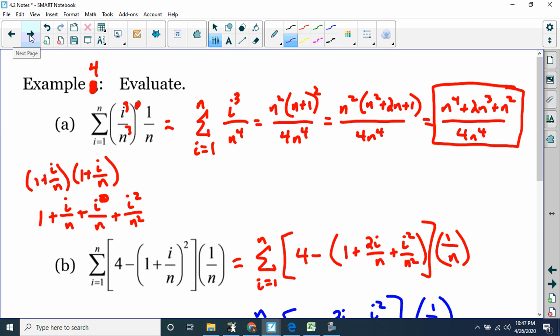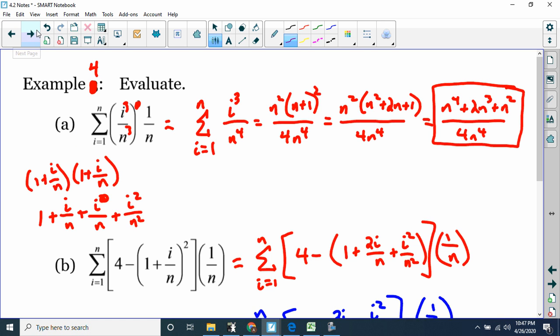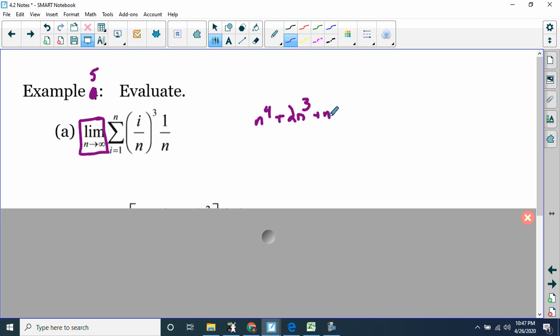So n to the 4th plus 2n cubed plus n squared over 4n to the 4th. And we need to evaluate the limit as n goes to infinity. Back in section 3.5, we learned how to evaluate the limit as n goes to infinity. We look at the highest exponent on the top, 4, the highest exponent on the bottom, 4. And if they're equal to each other, we divide the leading coefficients, 1 divided by 4.